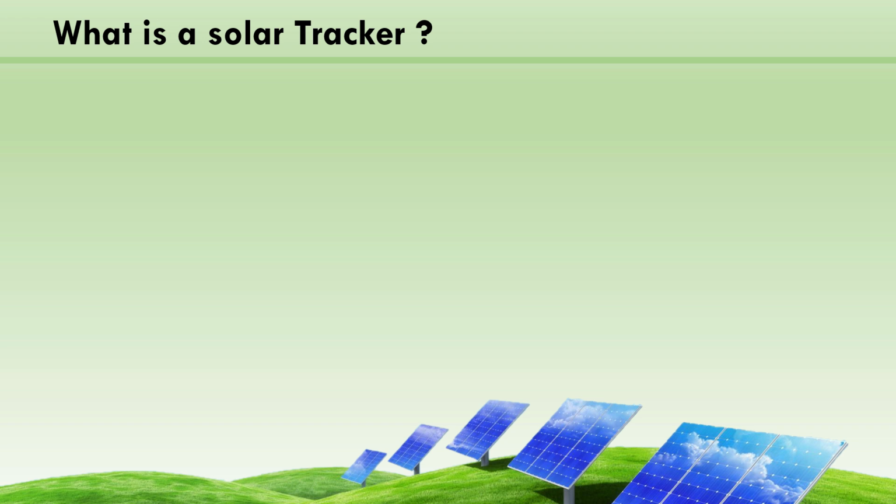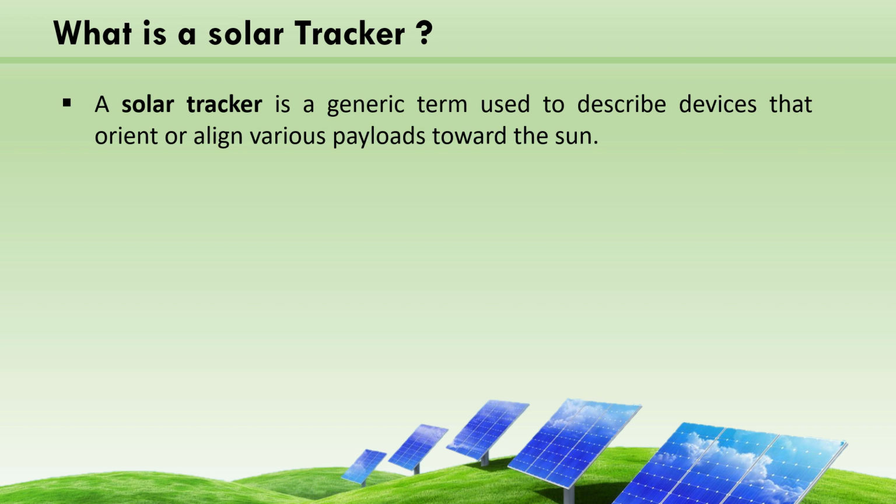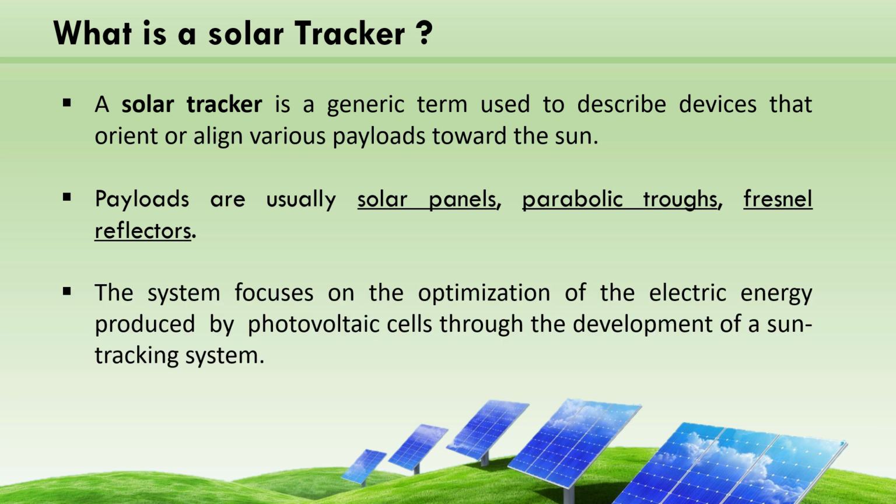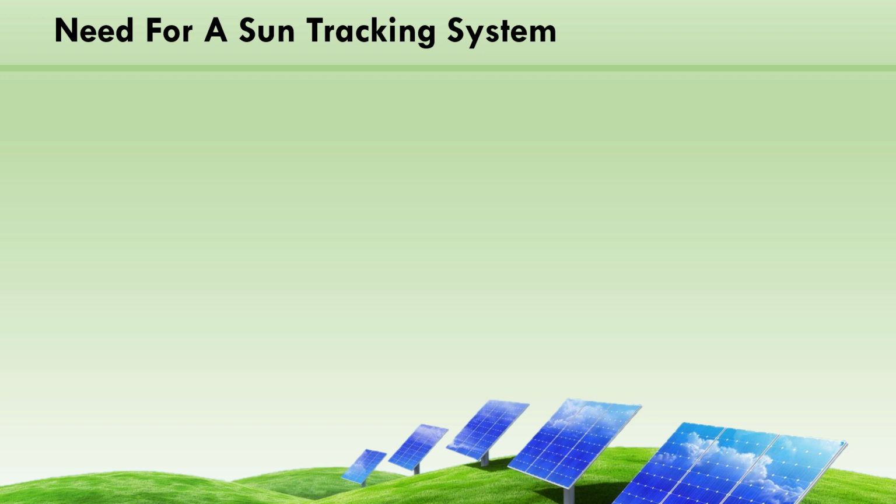So, what is solar tracker? A solar tracker is a generic term used to describe devices that align various payloads towards the sun. Here the payloads are usually solar panels, parabolic troughs, which is one type of a solar thermal collector, that is straight in one dimension, and curved as a parabola, is the other two. Another payload is Fresnel reflector, which are capable of concentrating sun's energy to approximately 30 times its normal intensity. So, the system focuses on the optimization of the electric energy produced by PV cells through the development of sun tracking system.